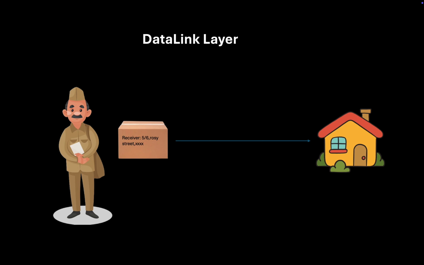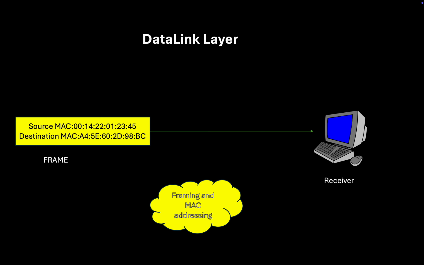And then we have the data link layer. The postal item has already been received at the local area post office. Now the postal worker will take that and verify the door number, and hand it over to the respective house. This door number is something like a MAC address. This MAC address is the unique address of every machine. We have source MAC and destination MAC. Source MAC is the sender's and the destination is the receiver's. The data link layer is responsible for framing and MAC addressing.